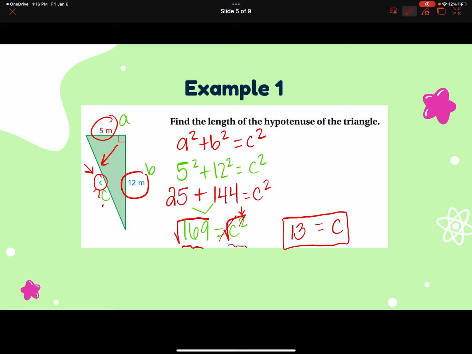Remember, we said the hypotenuse had to be the longest, so that means I better have gotten an answer bigger than 5 and 12. So because I did, I'm in good shape. If I got something smaller than 12, then I would need to check my math because something would be wrong.